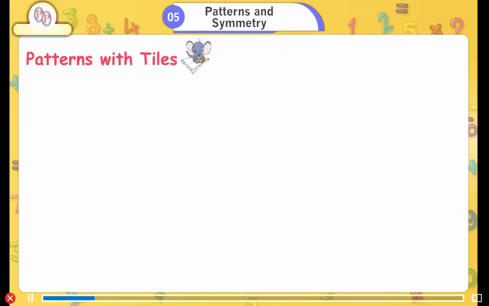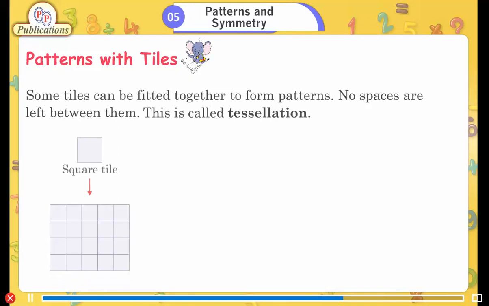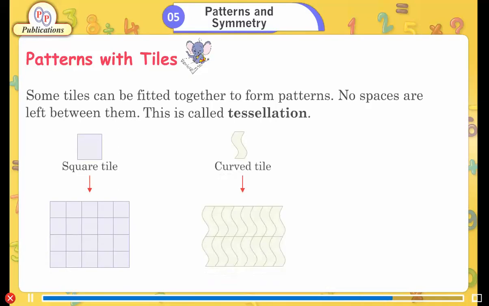Patterns with tiles. Some tiles can be fitted together to form patterns. No spaces are left between them. This is called tessellation. Square tile, curved tile, triangular tile.